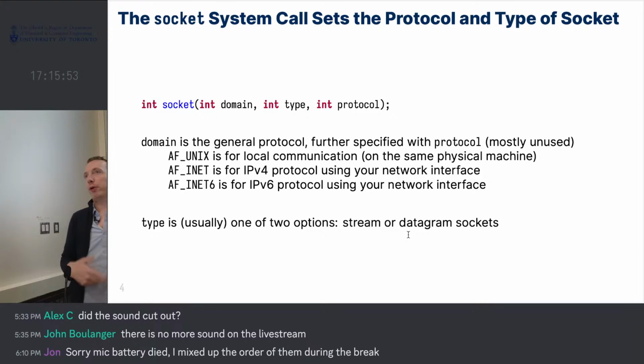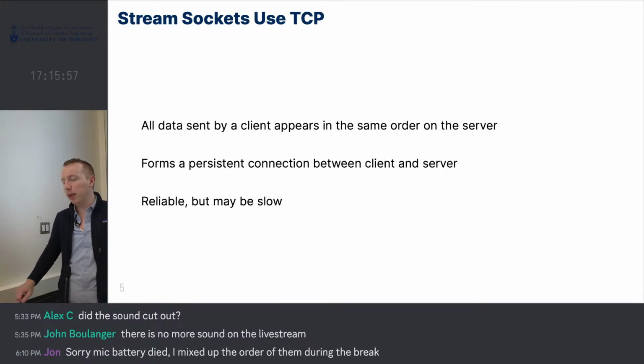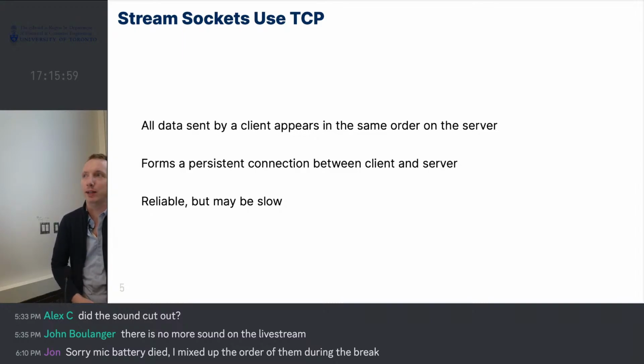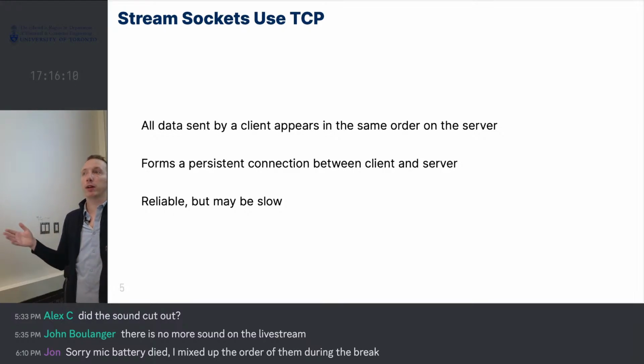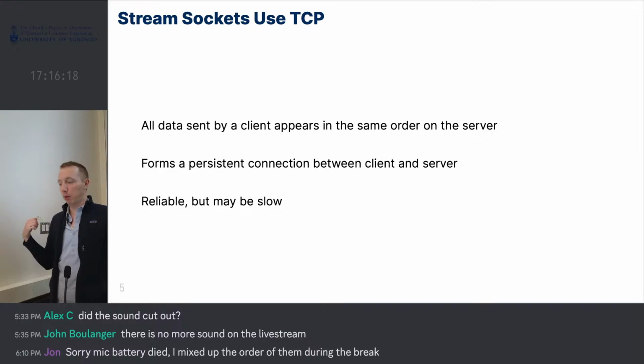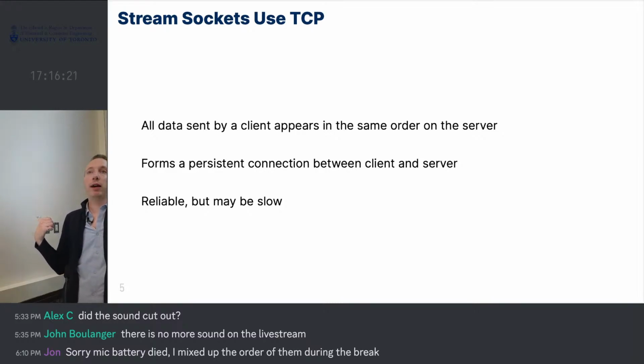The type is usually one of two options, a stream or a datagram socket, which you've probably never heard of before, but you may have heard of the term TCP. If you've heard the term TCP, that's what a stream socket is. That means all data you send across that socket appears in the same order in the client. So if I send one string and then another string, the server is going to see those in the same order. And you also have a persistent connection between the client and the server.